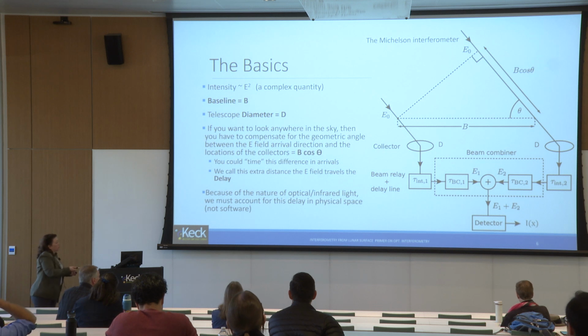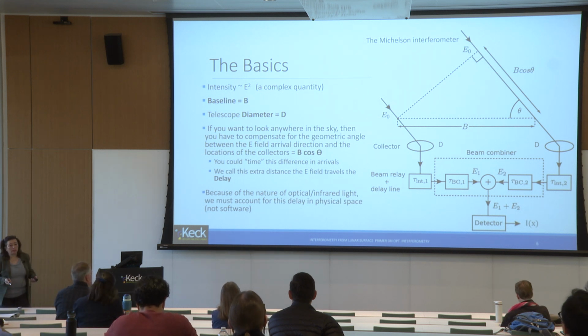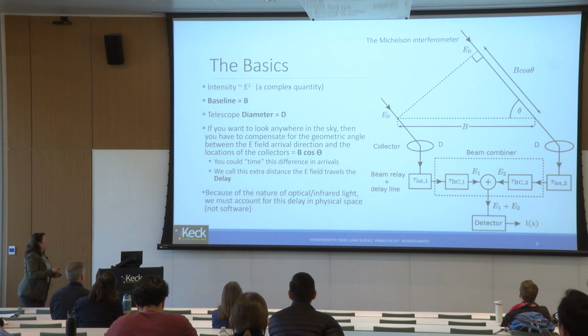So in interferometry language, we call that the delay. And that's the amount of time that you would like to delay the light that you collect at the first collector until you're able to collect it at the second collector, because you want to put it back together again just like it was up at the zenith. So because of the nature of optical and infrared light, for most of the light that we're talking about, you have to do this in physical space. You can't do this with software.